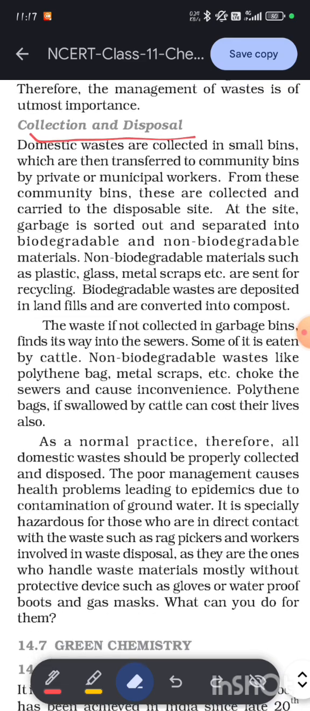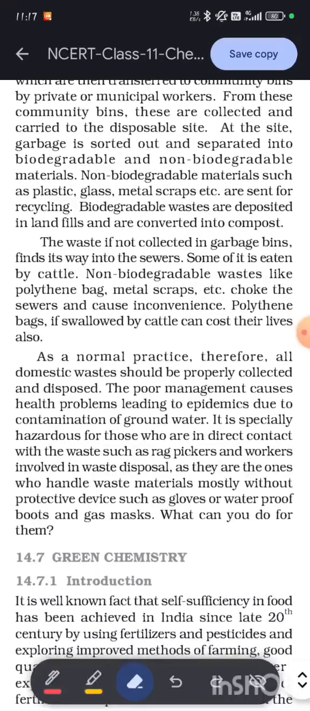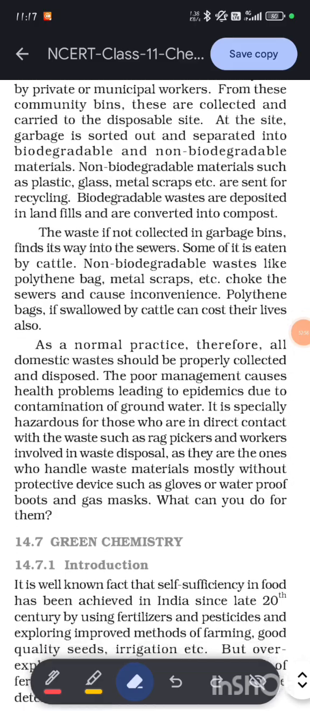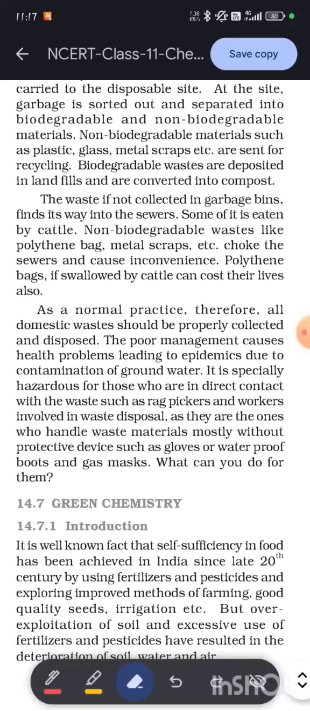The waste, if not collected in garbage bins, finds its way into the sewers. Some of it is eaten by cattle. Non-biodegradable waste like polythene bags and metal scraps choke the sewer and cause inconvenience. Polythene bags, if swallowed by cattle, can cost their lives also. As a normal practice, therefore, all domestic wastes should be properly collected and disposed.